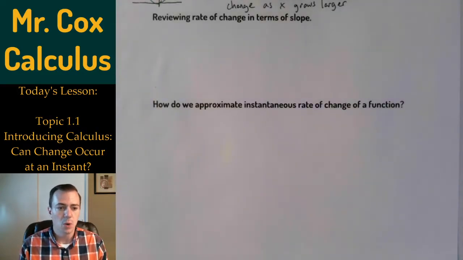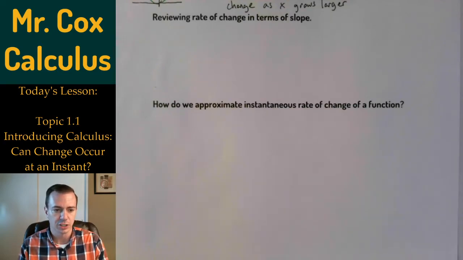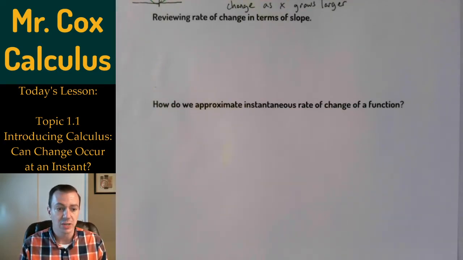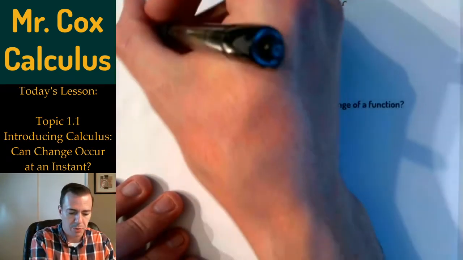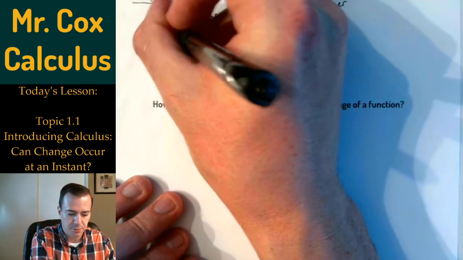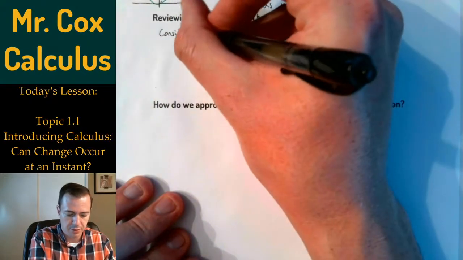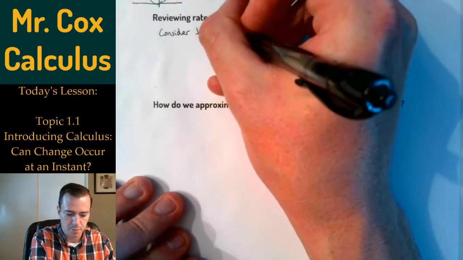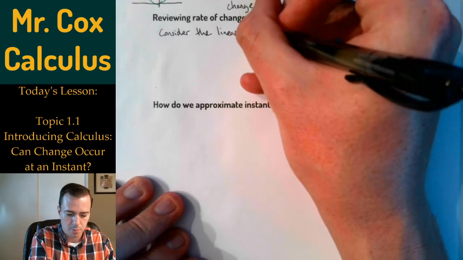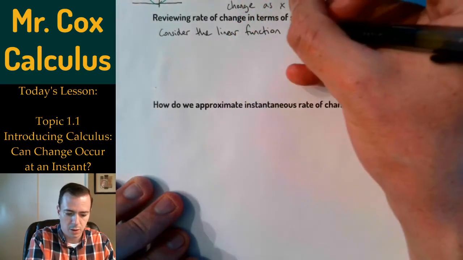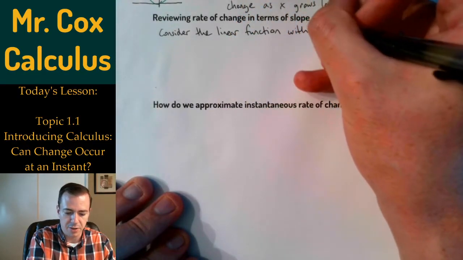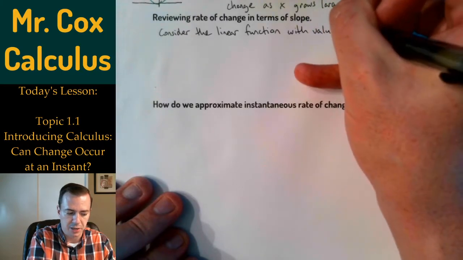Let's use what we know about rate of change in terms of the slope of a linear function and apply that in terms of how we actually calculate that rate of change, or in this case of a linear function, a slope. So let's consider the linear function with the particular values, and we're just going to build a little table here.